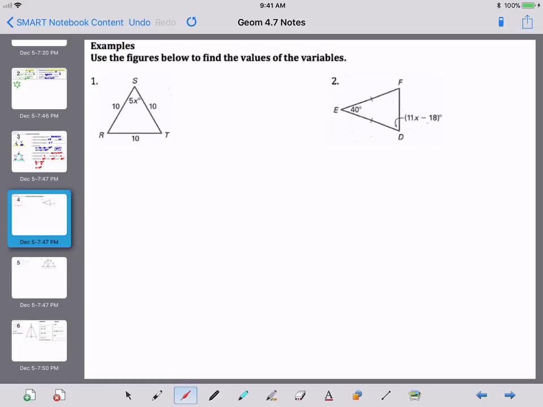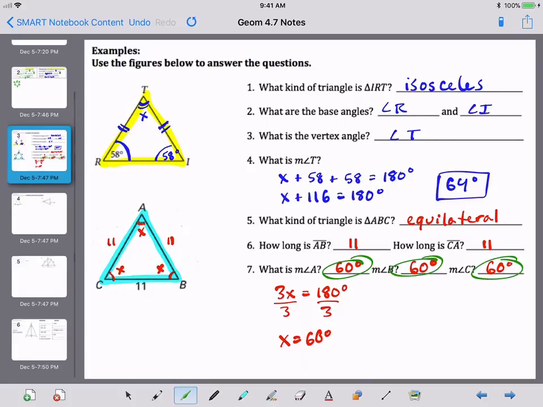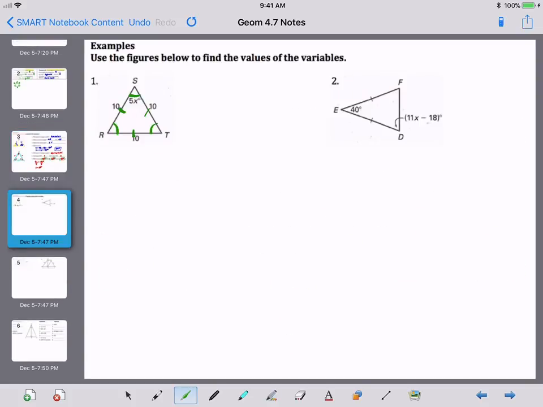We're going to throw some algebra in the next few examples here. Example 1, we're going to find the value of x. Well, we can see here that this is an equilateral triangle, so it's also equiangular. So these three angles are congruent. And we just saw in this last example that if it's equilateral, the angles are all 60. That means we can take 5x, set it equal to 60, and solve. Dividing by 5 will get us 12 for x.